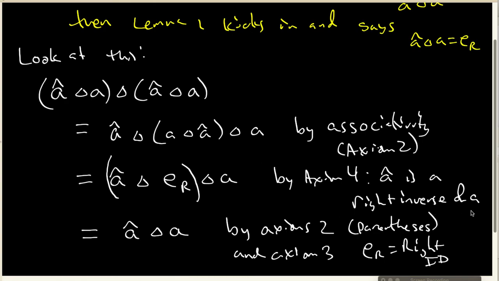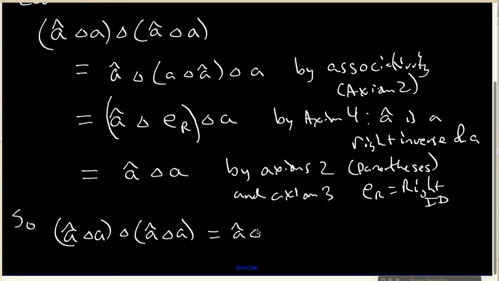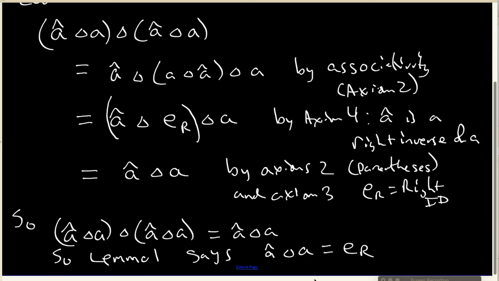But now what I've got is the situation for lemma 1. So I want to make this very clear. We now have A hat triangled with A, triangled with itself, is equal to itself. So lemma 1 kicks in and says A hat triangled with A is indeed going to be ER. And that completes the end of the proof.